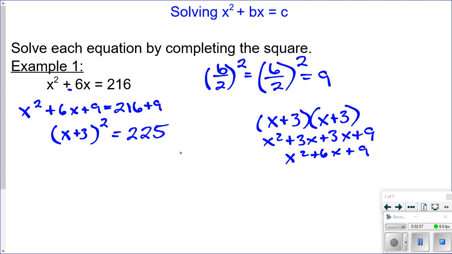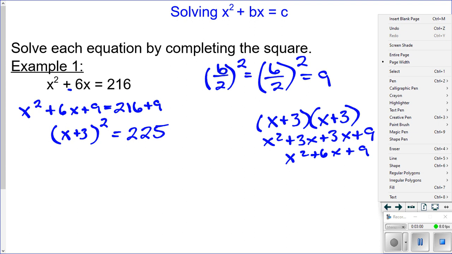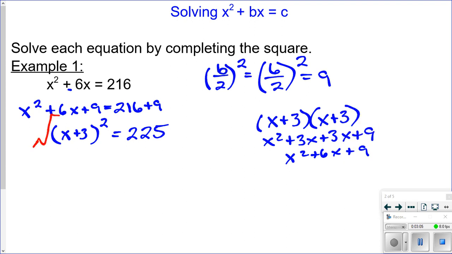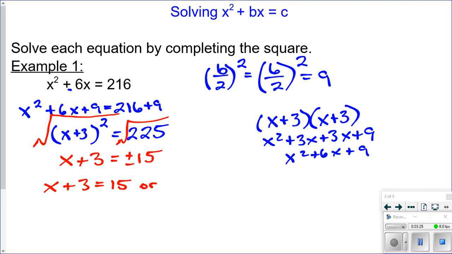All right, so now back to solving this. Next, what we want to do is take the square root of both sides. So I'm trying to solve this equation for x. So that gives me x plus 3 equals the square root of 225 is positive or negative 15. And then I just break this apart into the two equations. So x plus 3 could be equal to 15, or x plus 3 could be equal to negative 15. And then you just solve these two equations to get your two solutions.